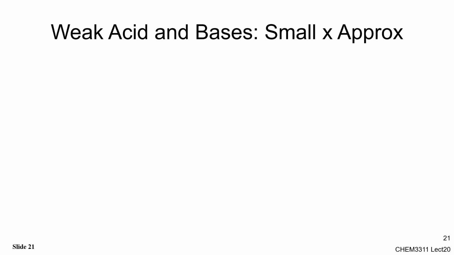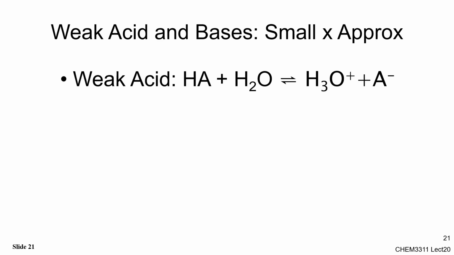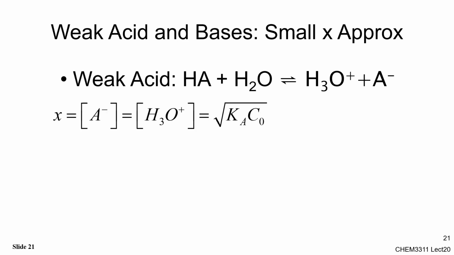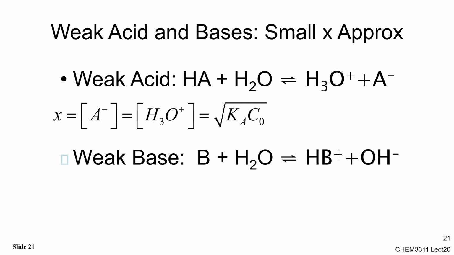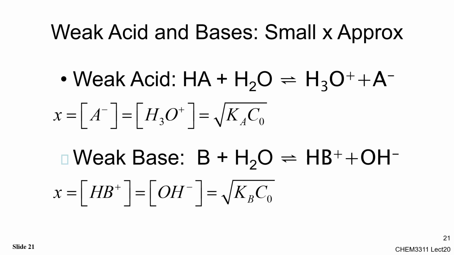So, weak acids and weak bases, small x approximation. For weak acids, that's going to work. And that will give us that x is equal to A minus, which is equal to hydronium, which is the square root of Ka times the analytical concentration, C0, of the weak acid. For our weak bases, we'll get the same exact result, except that it will be the protonated form of the base. It'll be a hydroxide concentration, and it will be Kb, the base ionization constant for the base, times C0.